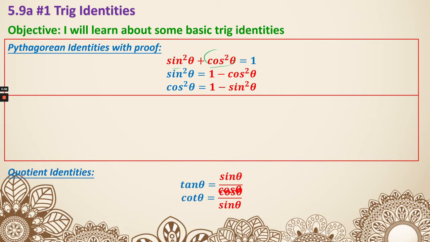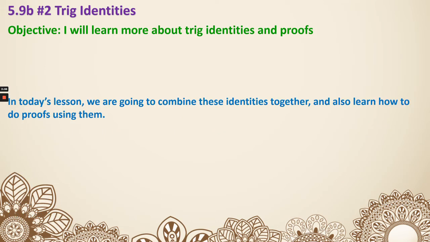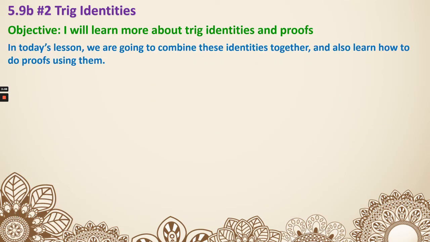Of course, we have also learned quotient identity. Tangent is sine over cosine, and cotangent is cosine over sine. Now let's get into the examples. Today's lesson, we are going to combine these identities together and also learn how to do proofs using them.